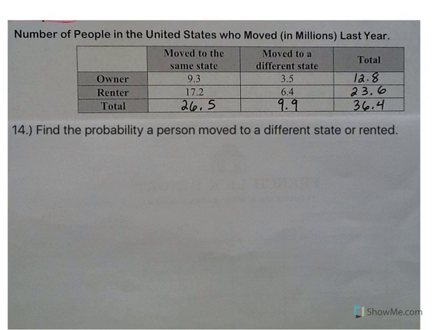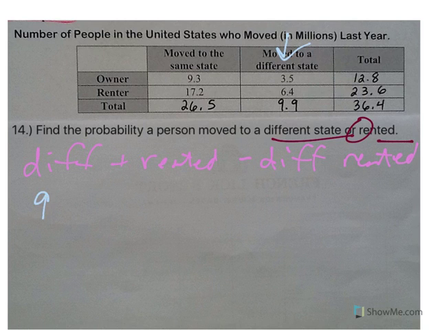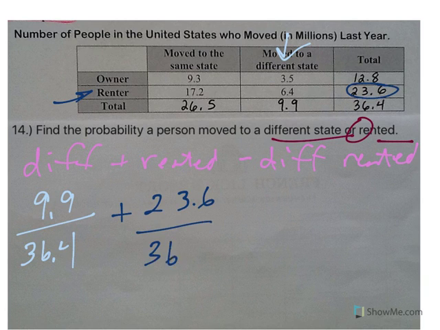Find the probability of somebody who moved to a different state or rented. So now we're doing different plus rented minus the overlap, which is different rented, right? Basically just put those two together. So when I do this, different, well, here's different, 9.9 out of 36.4. We're going to add our rented. Well, here's my rented, wrong button, sorry about that. Rented, 23.6 out of 36.4. And then my overlap is here, different, rented. They overlap at 6.4.